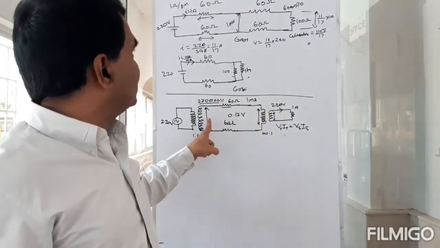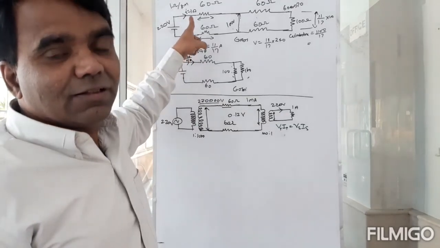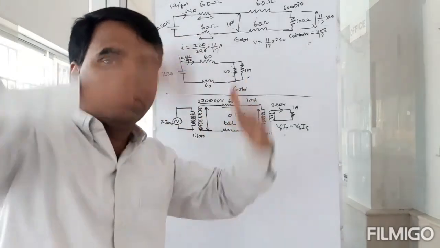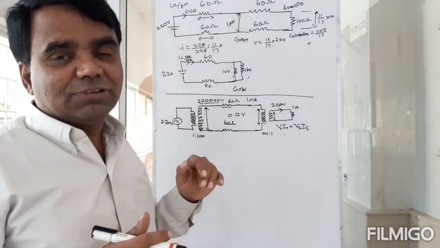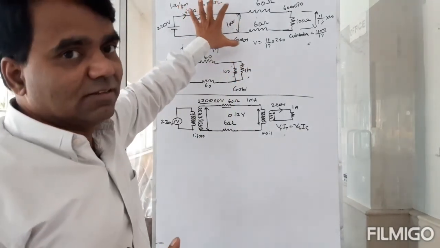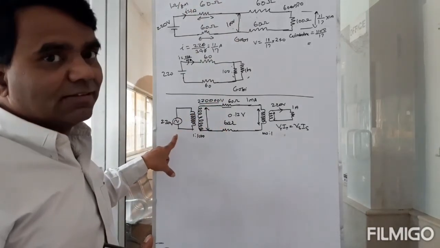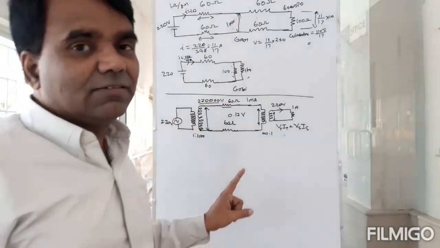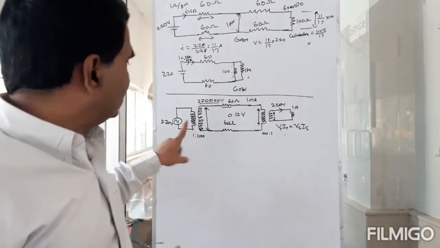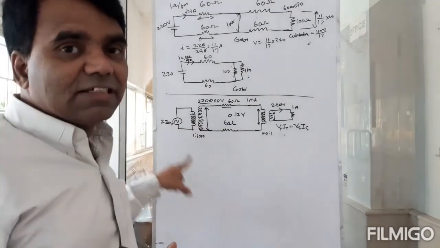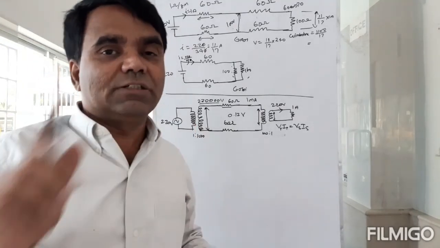I cannot use transformers with DC because the flux has to change. DC doesn't do that. It's a constant voltage. So transformers cannot be used with DC. They can be used only with AC. And that is the reason all long distance power transmission takes place as AC. And this is the reason you have AC voltage at home.